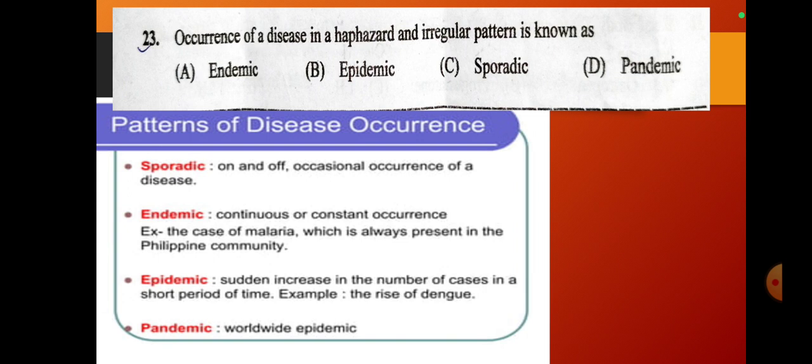Next, occurrence of a disease in a haphazard and irregular pattern is known as: option A, endemic. Option B, epidemic. Option C, sporadic. Option D, pandemic.